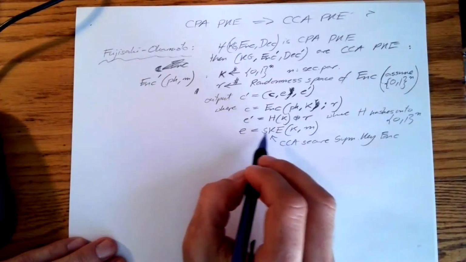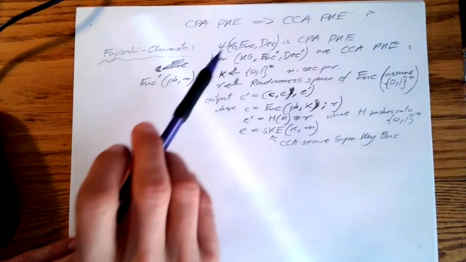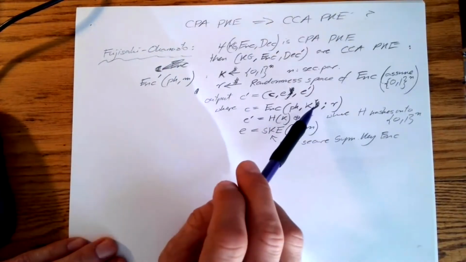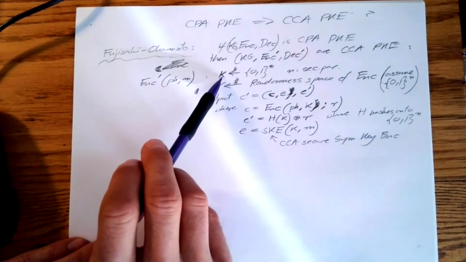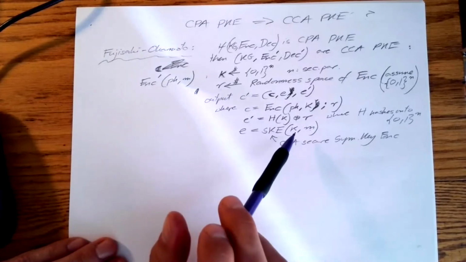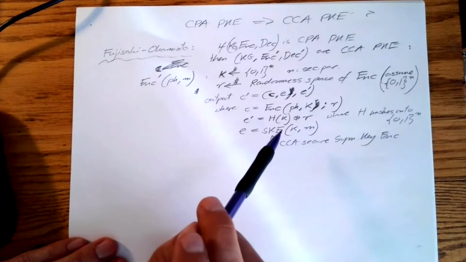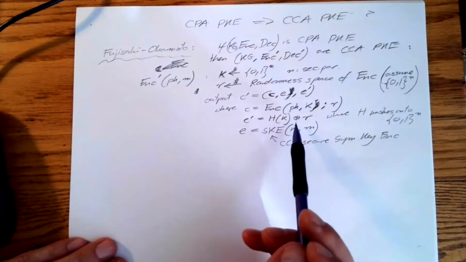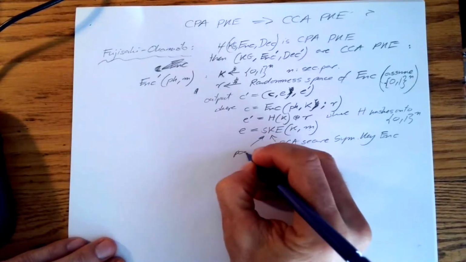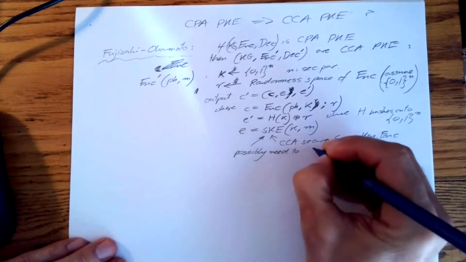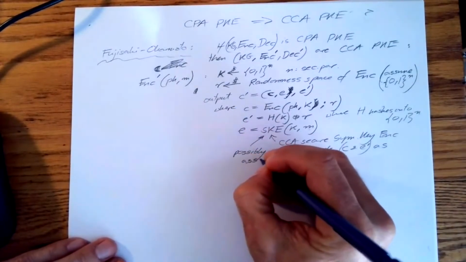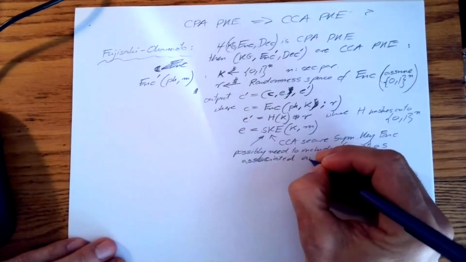So this is the standard move of doing what we call hybrid encryption. Your underlying public key encryption allows you to encrypt messages of limited size, and you use symmetric encryption to encrypt messages of long size. So that's not an extra cost. That's what you would do anyway. The issue here is that in addition, this will give us CCA security. But possibly we need to include C and E prime as associated authenticated data.